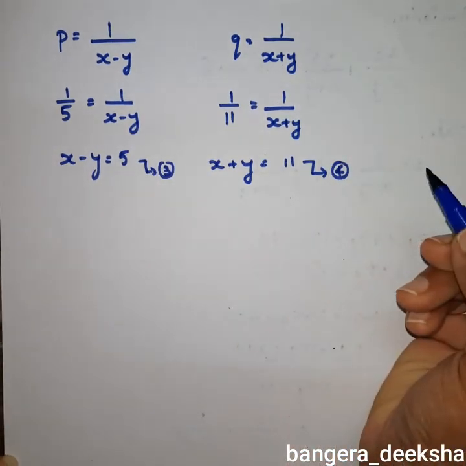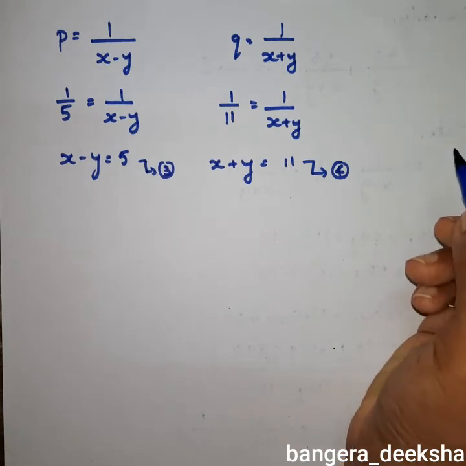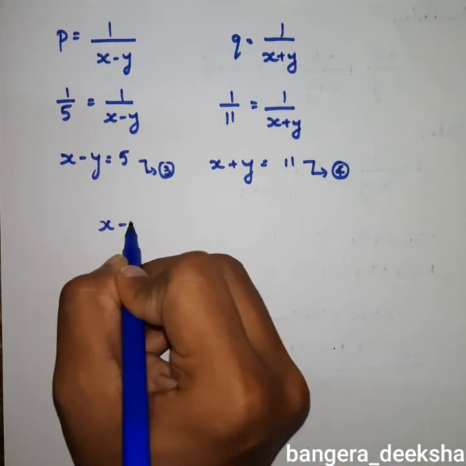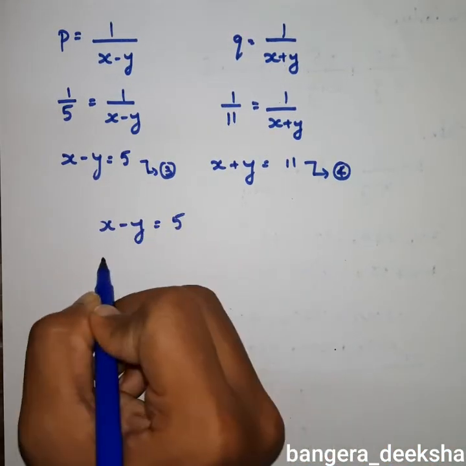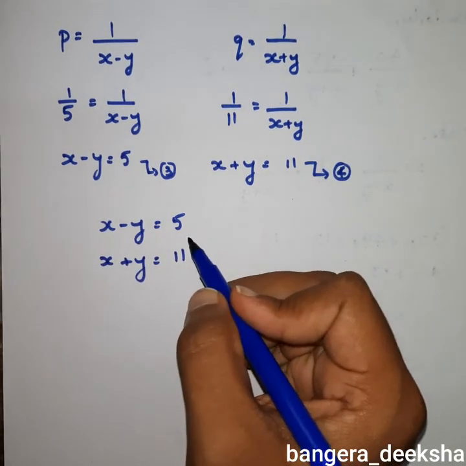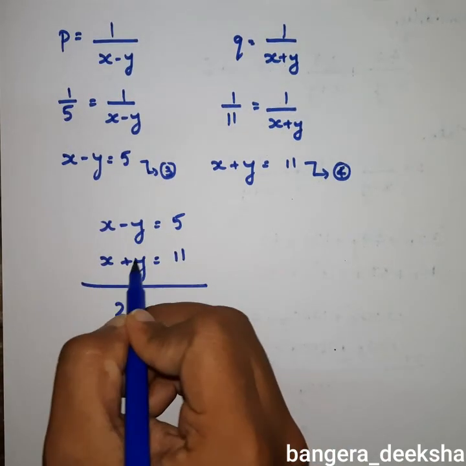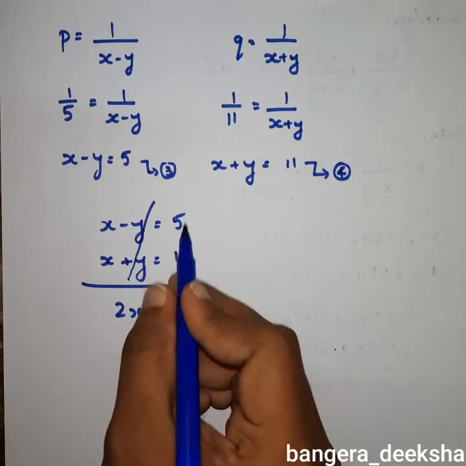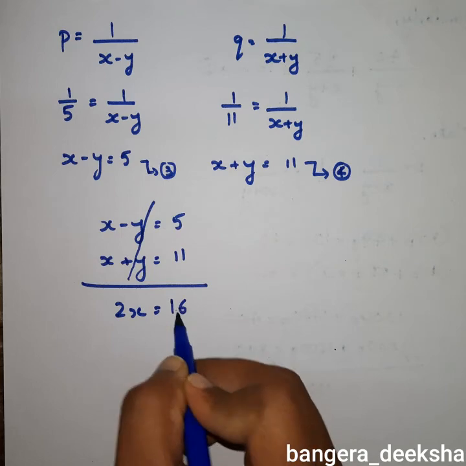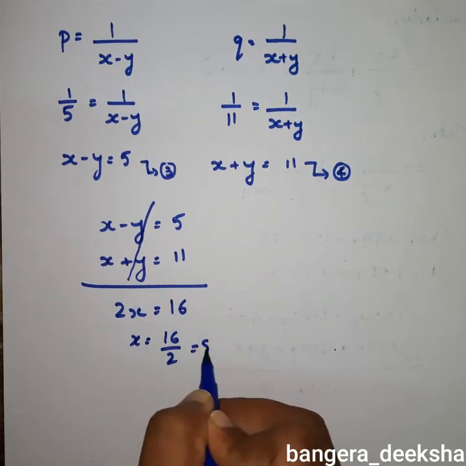Again, I can go through any method: substitution, elimination, cross multiplication. I'll go with the elimination method. So I'll write the two equations: x minus y is equal to 5 and x plus y is equal to 11. I'll do an addition here. So I'll get x plus x is 2x, minus y plus y will get cancelled, and 5 plus 11 is 16. So x is equal to 16 divided by 2, that is 8.